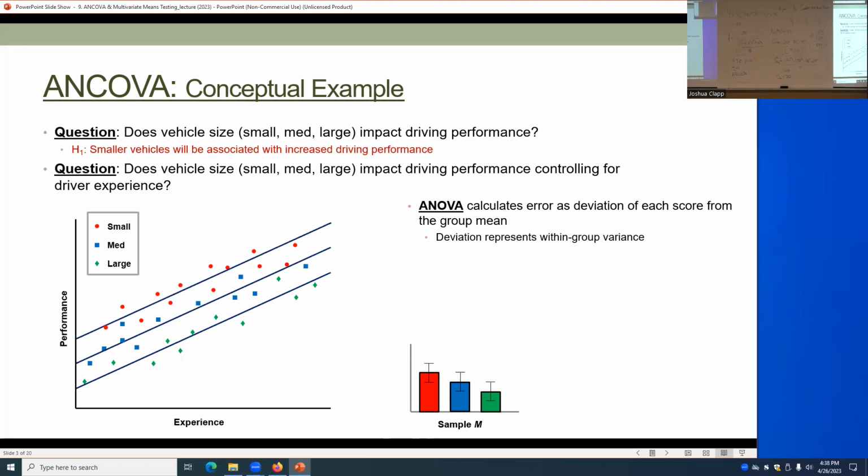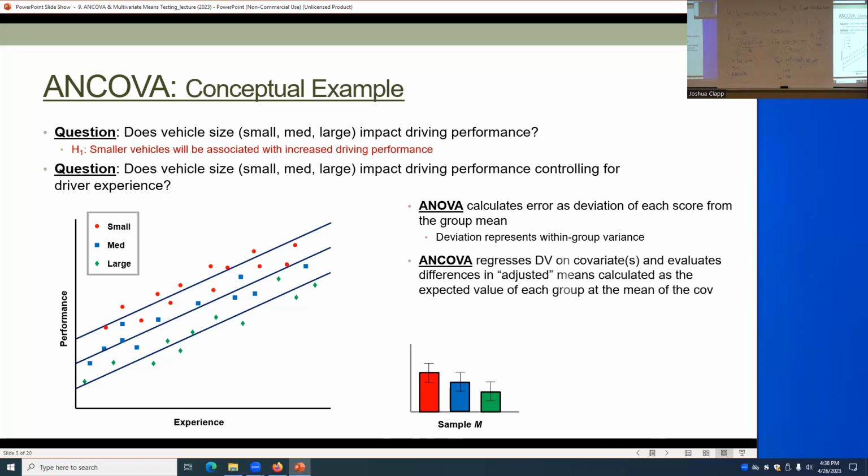Again, these are just folks coming in off the street that I'm randomly assigning to run this performance track, but I'm also going to measure their experience. And so what I've got is a linear relation between experience and performance. As experience increases, performance also increases. Okay, this is what we're doing with ANCOVA. ANCOVA is going to regress a dependent variable onto my covariate, and then look at differences in my adjusted means, calculated as the expected value of each group at the mean of my covariate.